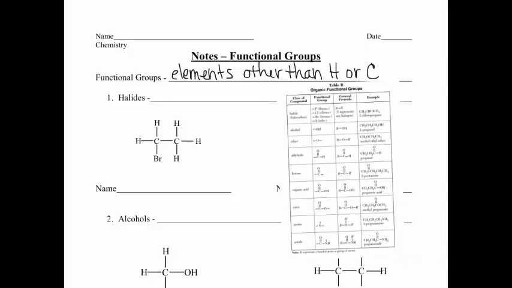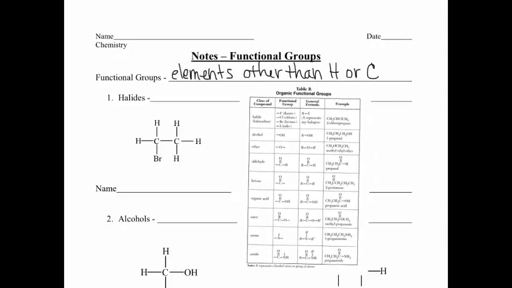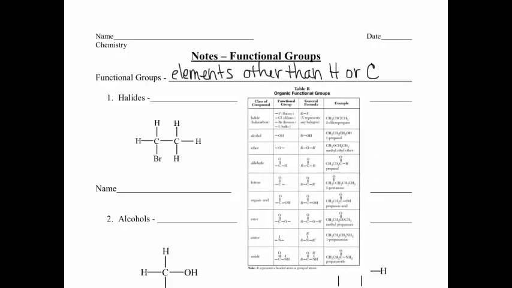You are going to be using Table R today, and Table R is awesome because you won't have to memorize any of this. You'll just have to know where to look. The first group we're going to talk about is the first one that's in Table R, the halides. You can see underneath, sometimes it's called a halocarbon. I don't like that word. I use halide, but just so you know, it could also be that.